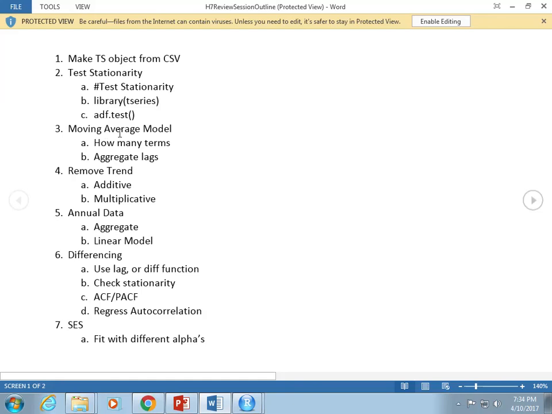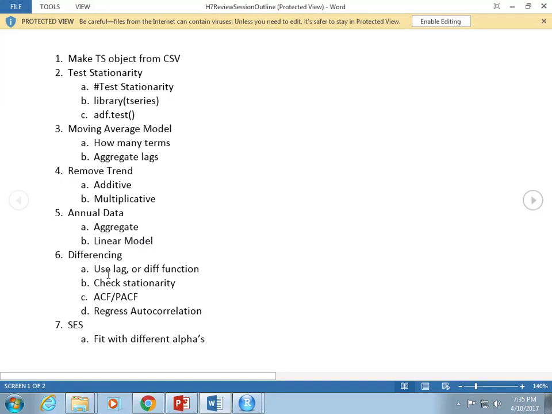The moving average models we did by hand. Basically, we just averaged the last so many terms and it allowed us to find out what the trend is. And from that trend, we removed it. And we can do either additive or multiplicative. You can see which one it is by which one's more stationary. And divide for the multiplicative and subtract for the additive. Annual data just mostly follow the code that's just posted, but you can use a linear model with predicting with time.